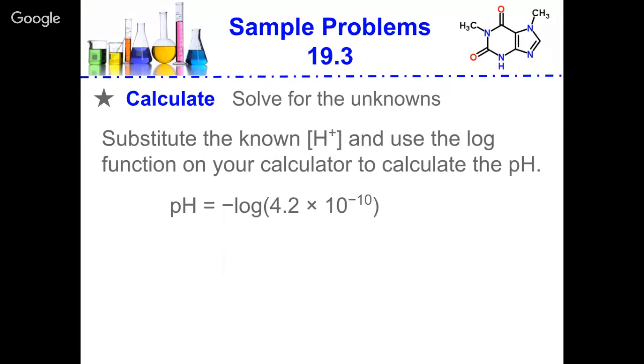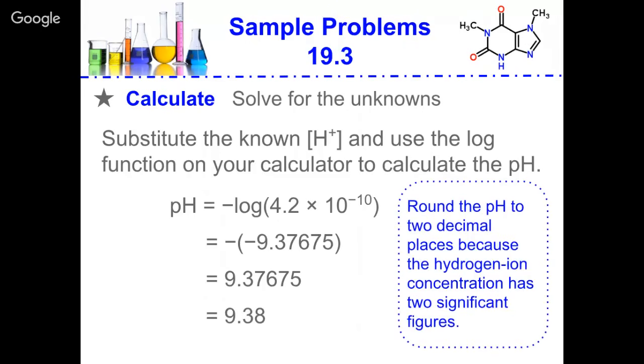So our pH equals negative log of 4.2 times 10 to the minus 10th, which is going to be negative of a negative 9.37675, which will be 9.37675. And we're going to round it to 2 decimal places, 9.38. That is because our concentration is to 2 sig figs, 4.2, 2 sig figs. And for pH, when you're asked how many decimal places you need to round to, it's always going to be based on the sig figs in your concentration.